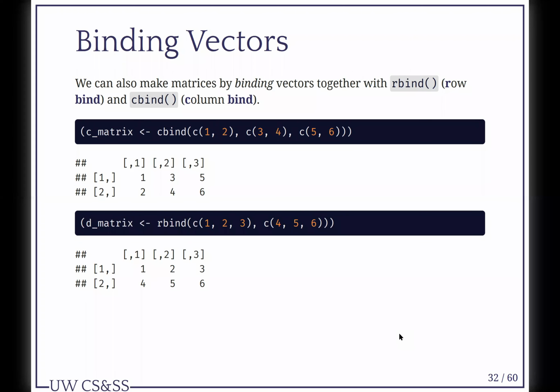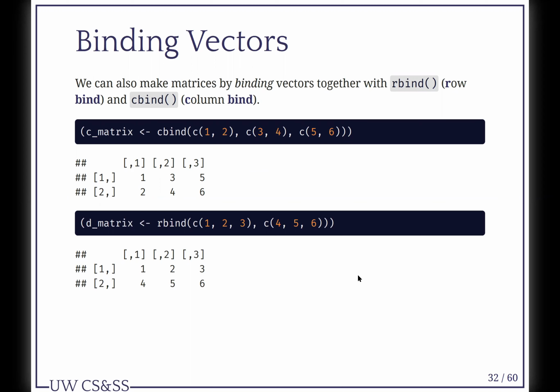We can also make matrices by binding vectors together with the rbind function. This means row bind, and the cbind function, which means column bind. So our C matrix, we assign it cbind of 3 vectors, the first one taking 1 and 2 as its elements, the second one 3 and 4, and the third one 5 and 6. And since it's the column bind, our first column will be 1 and 2, second, 3 and 4, third, 5 and 6.